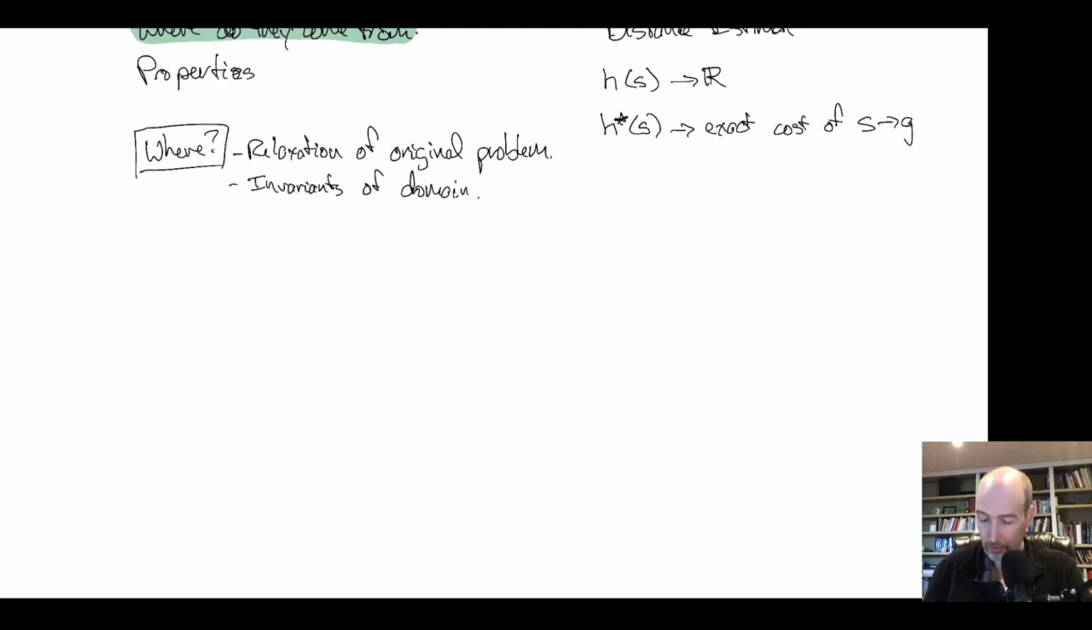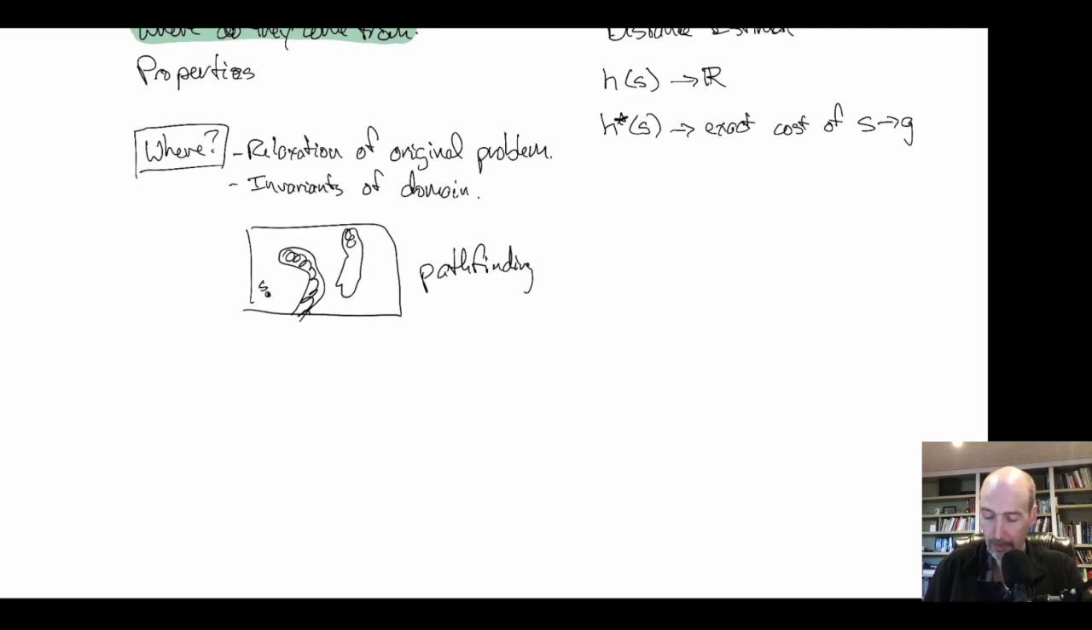Okay, so let's look at an example. Let's suppose that I'm doing pathfinding. When I'm doing pathfinding, I'm going to have a start location, some obstacles here in the world that are maybe going to get in my way, and then a goal location.